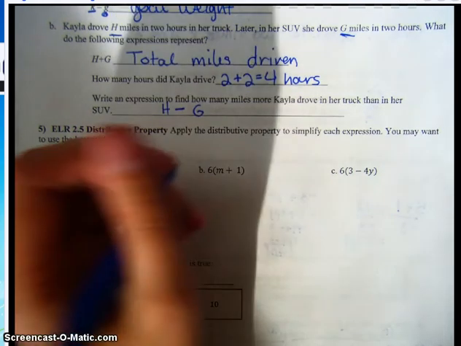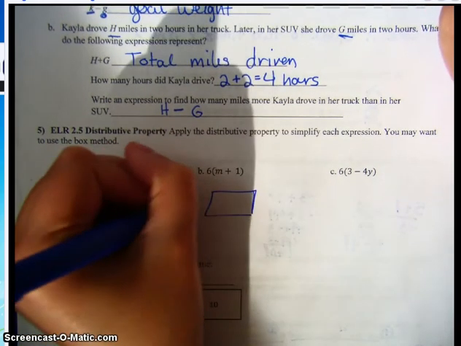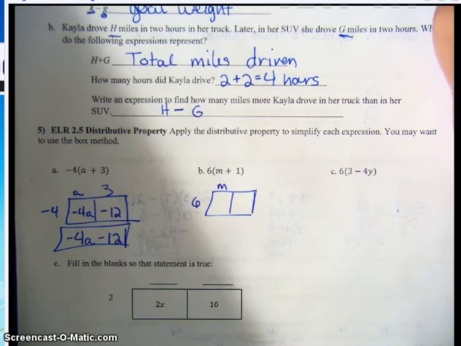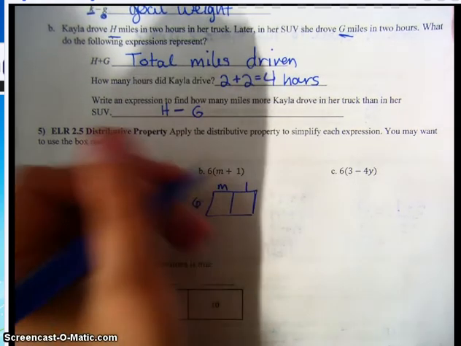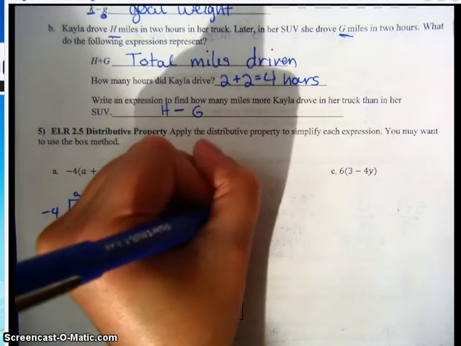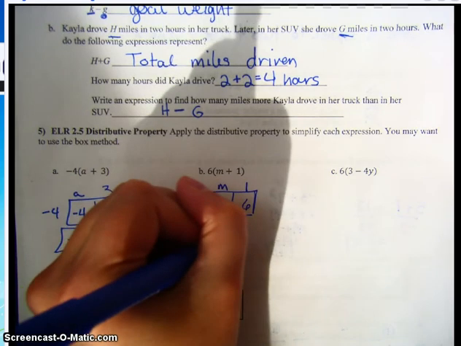Okay, for this one I'm going to have a box with a width of 6 and then a length of M and 1. So 6 times M is 6M. 6 times 1 is 6. So this should be 6M plus 6.